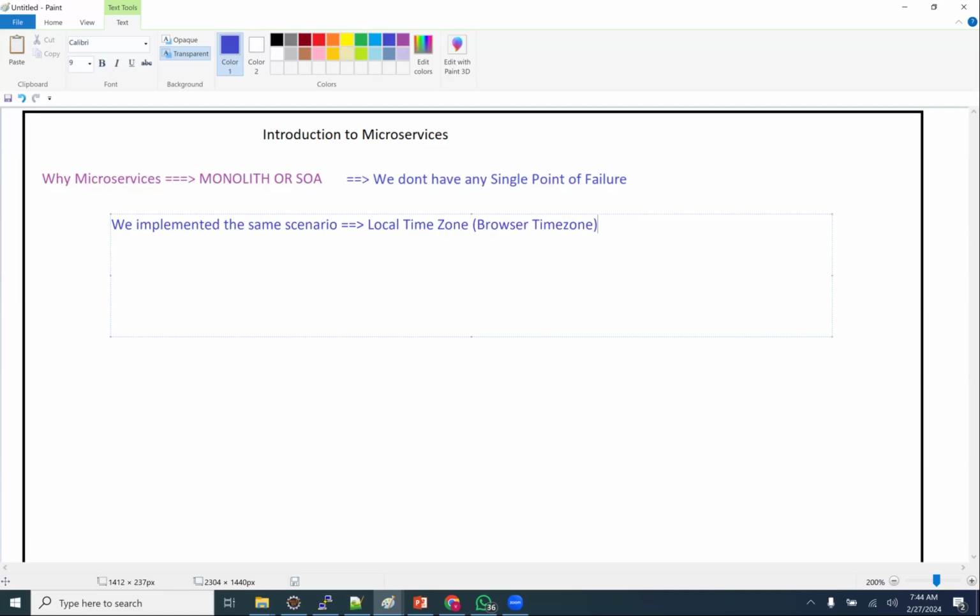So we had implemented that in a monolithic architecture. I'll explain what exactly monolithic architecture is at a high level, but we implemented it in a monolith. If I need to make a change, what is the change? Rather than the local time zone, I need to use the server time zone. I need to do a development, I need to fix the defect or fix the issue.